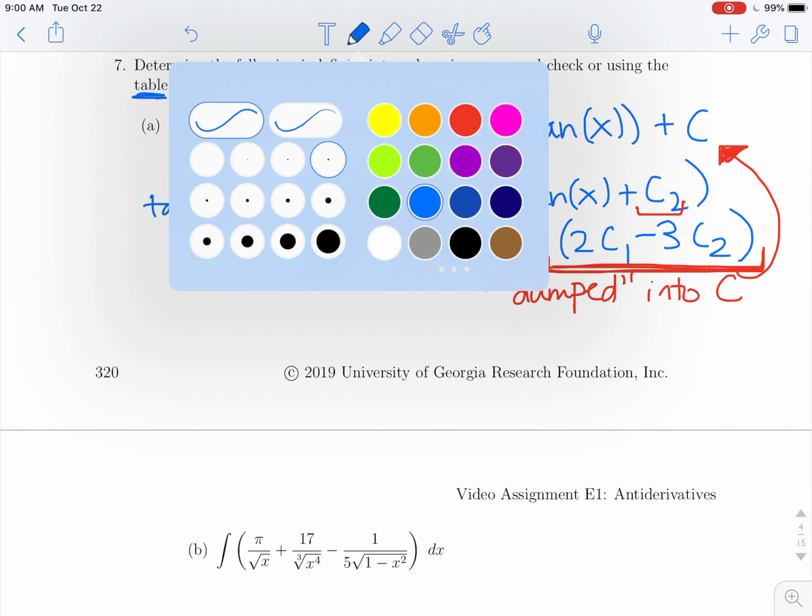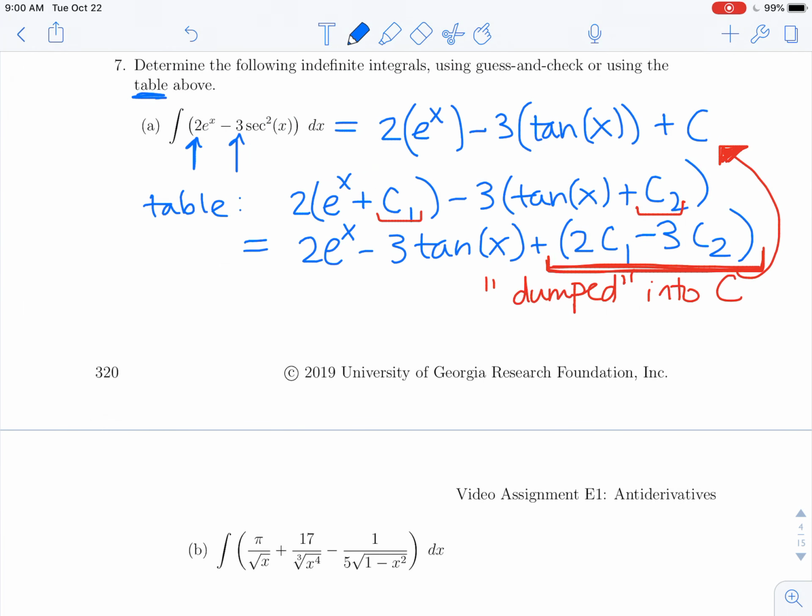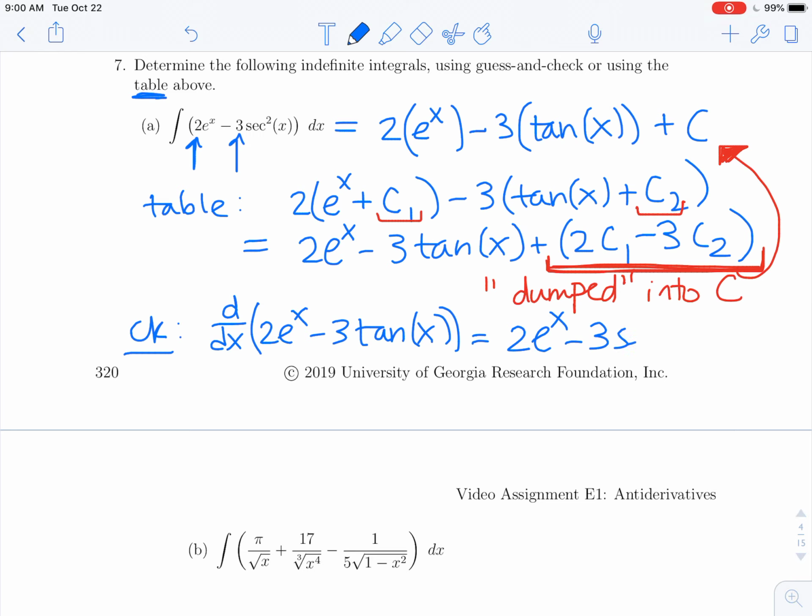And don't forget, on every single one of these, you can check your answer by taking the derivative. So let's check. Let's take the derivative of 2 times e to the x minus 3 tangent of x. So we get 2 times e to the x and then minus 3 times secant squared of x. Okay, so we did it right. So that's part A. From now on, I'm just going to write that plus c at the very end instead of doing these individual c sub 1 and c sub 2s.